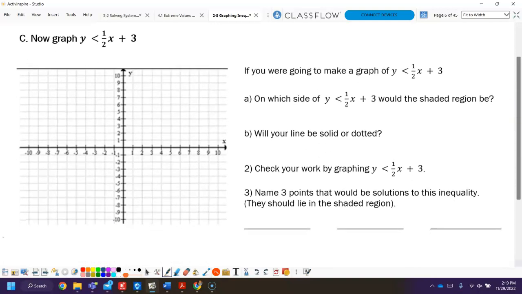Okay, same idea. If you're going to graph y less than 1/2 x plus 3, on what side would we shade? Above or below? Y is less than. So, perfect. We're shading below. Is my line solid or dashed? Is there an equal to?